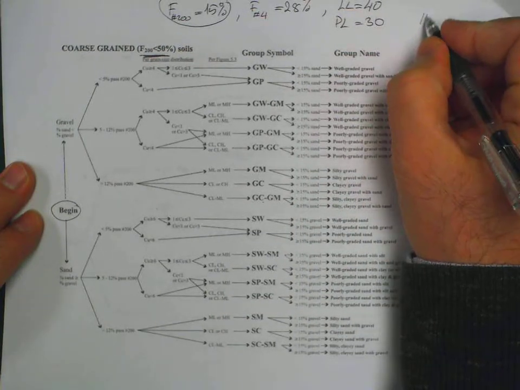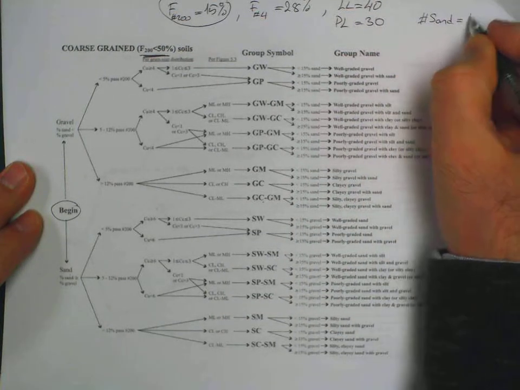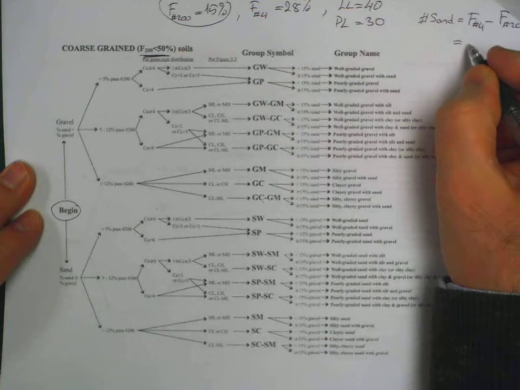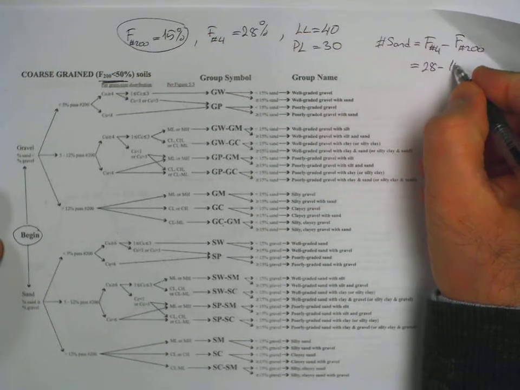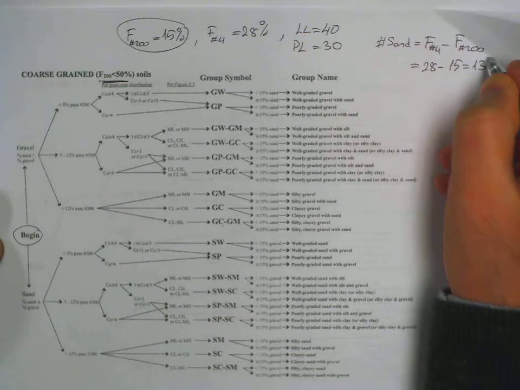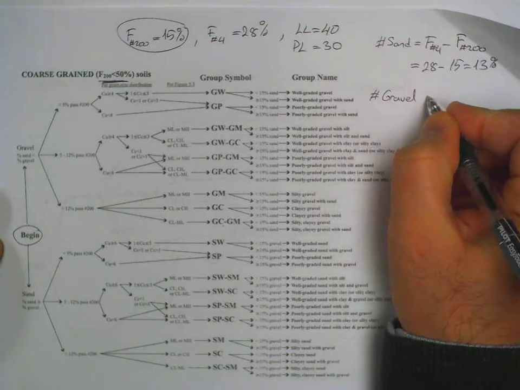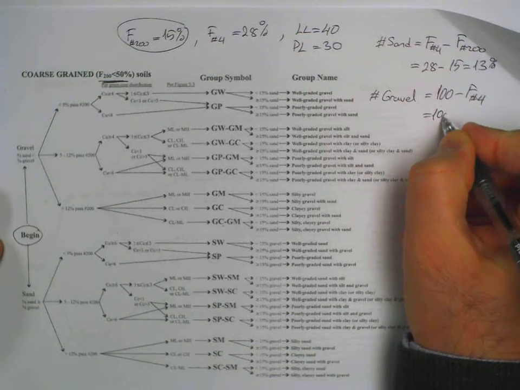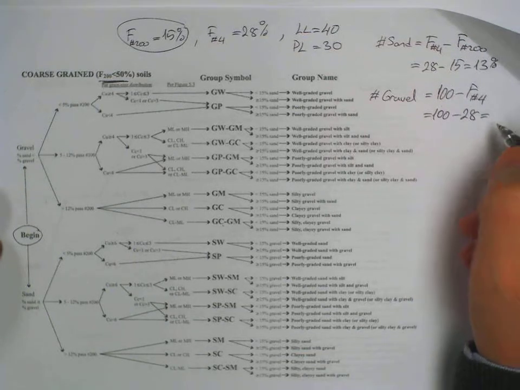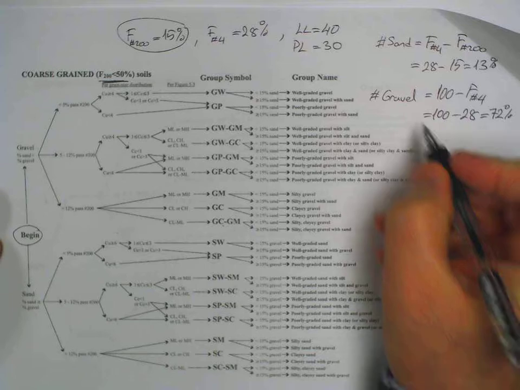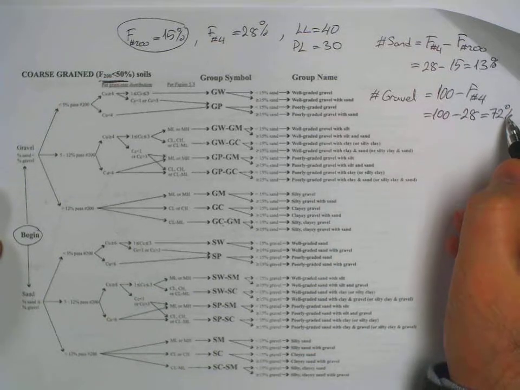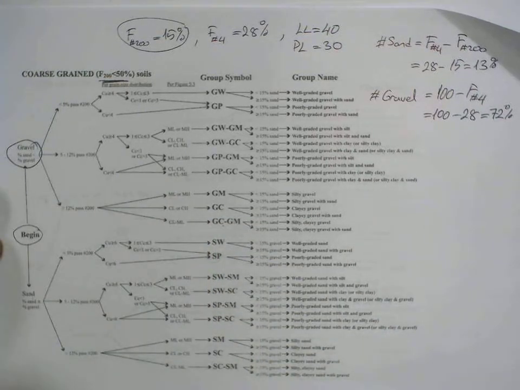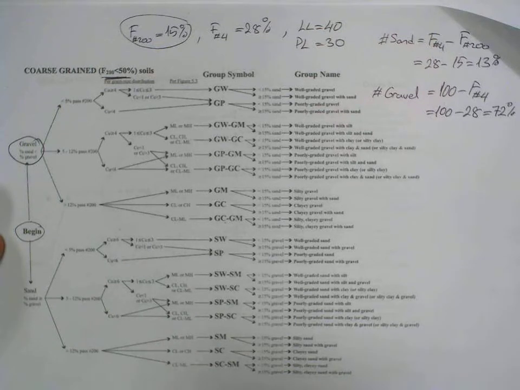So percent sand is F number 4 minus F number 200. In this case, 28 minus 15, that is equal to 13. Percent gravel is 100 minus F number 4. So 100 minus 28 is going to be 72%. Clearly, percent gravel being 72 is greater than the percent sand, so we're going to go this way, because it's mostly gravel. This particular soil is mostly gravel.